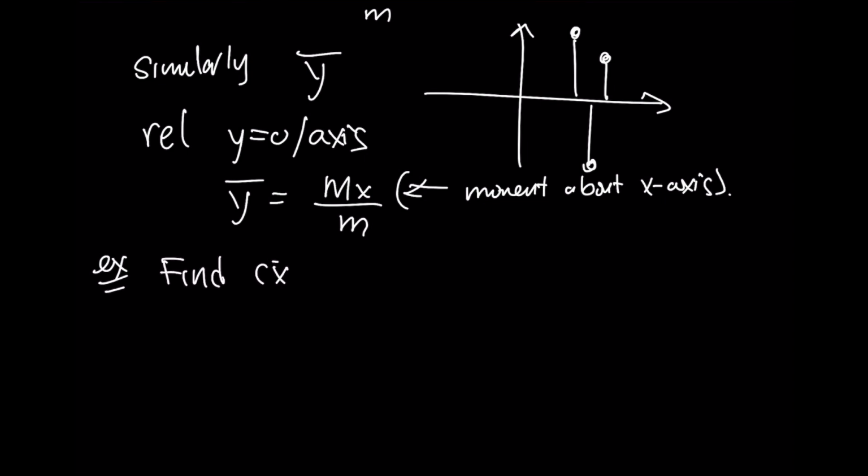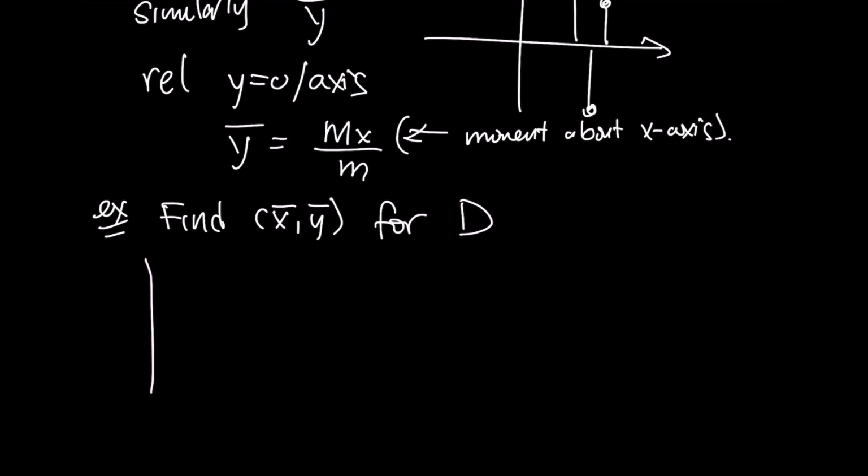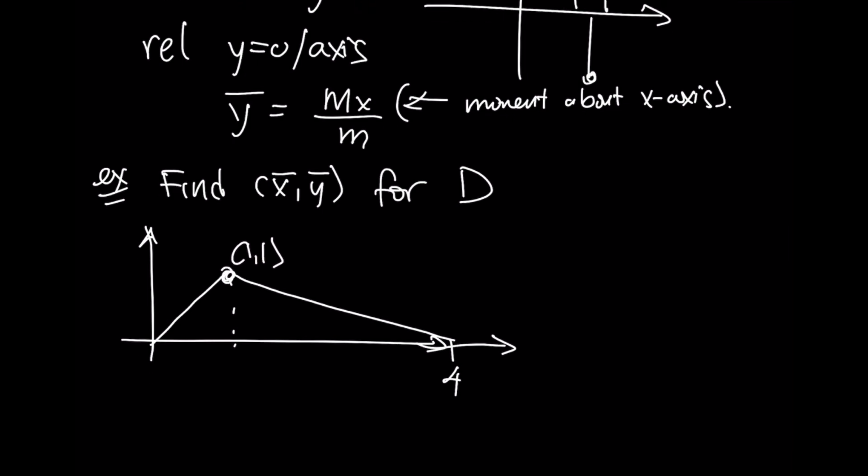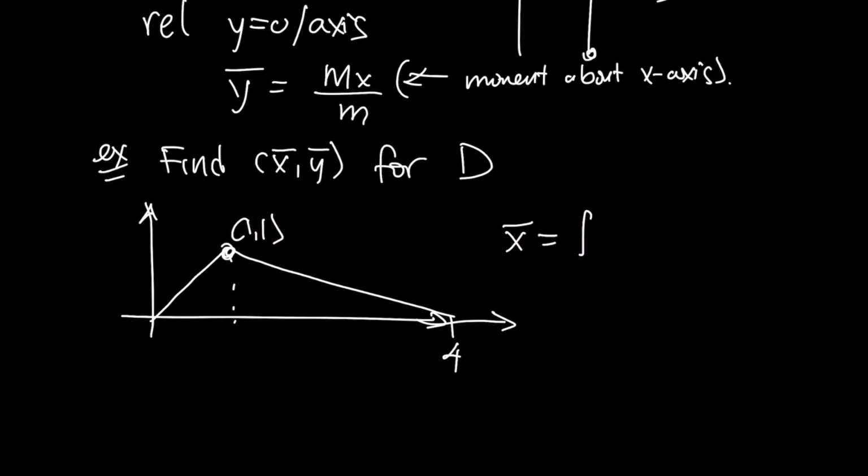So let's find the center of mass for this region that's given as follows. We've got a triangular region that intersects the x-axis at 4, and this coordinate here lives at the point (1, 1). We are going to need to calculate these integrals, and in order to do so, what we need to know is the density. So we are going to assume that the density here is just the function x, which is nice and continuous.